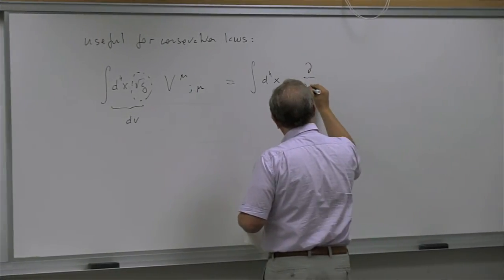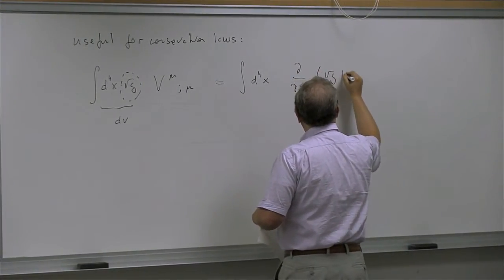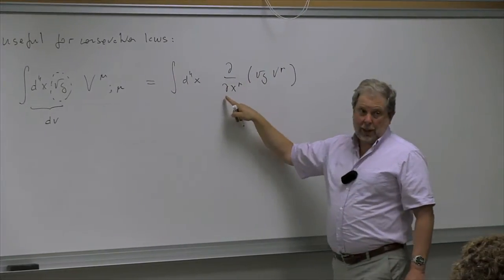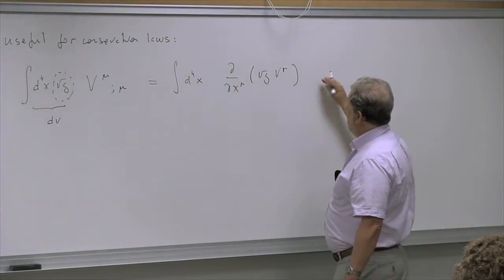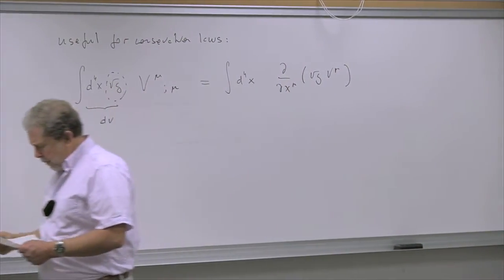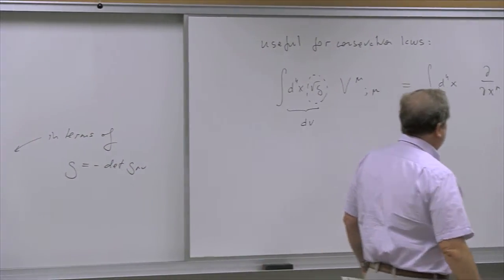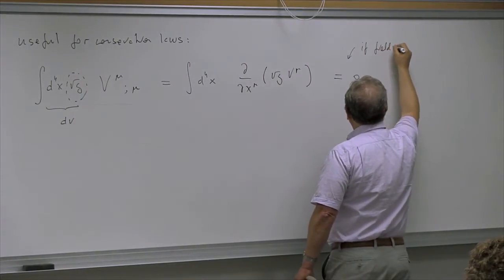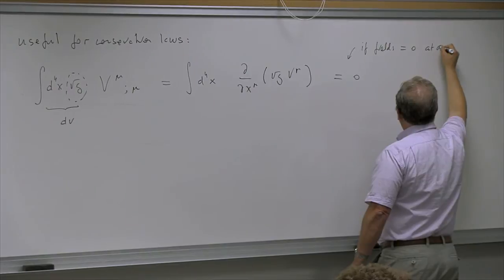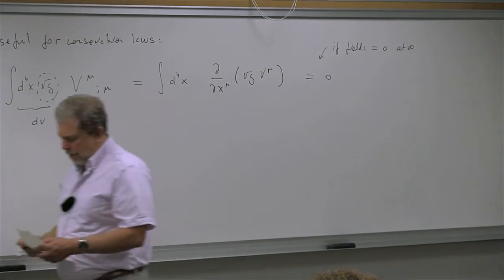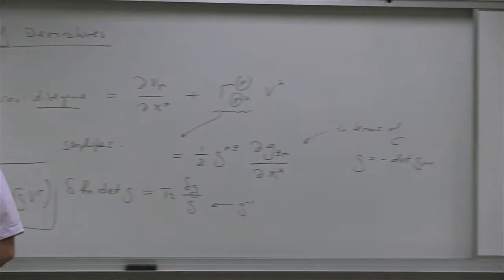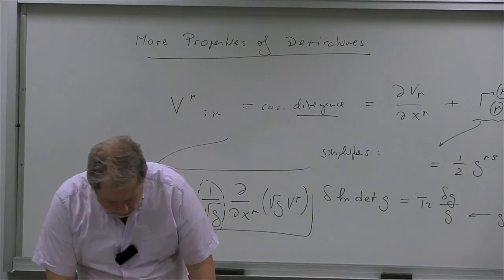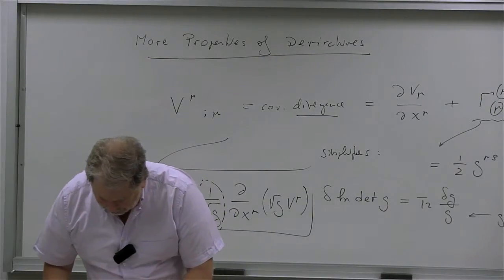So d by dx mu of root g times v mu. And so there is no extra factor in here. That means this is indeed the integral of a derivative, and so it can be written in a simpler form as a boundary term. If the fields vanish at infinity, then this is 0, or if you have a surface that doesn't have any boundaries. So this is a very useful result, something that we are going to rely on later on.